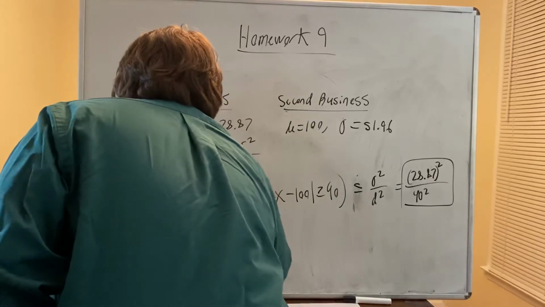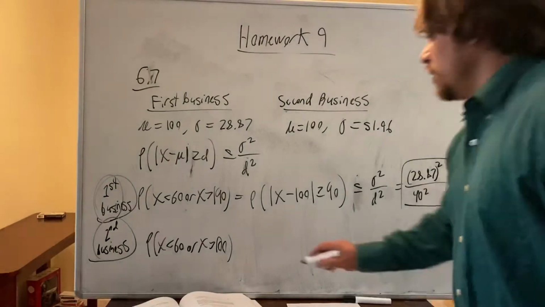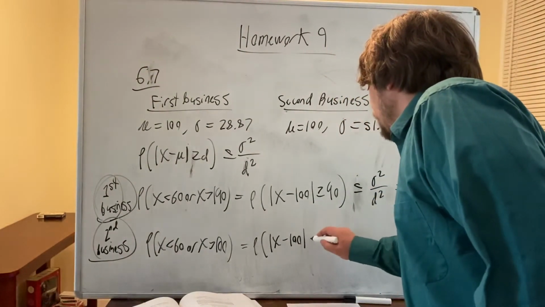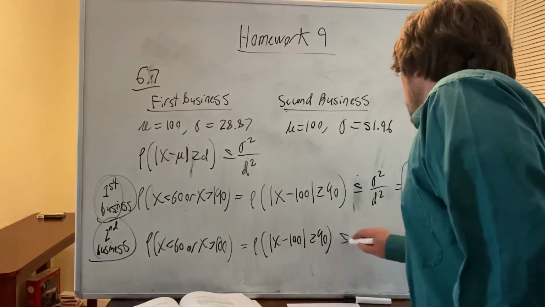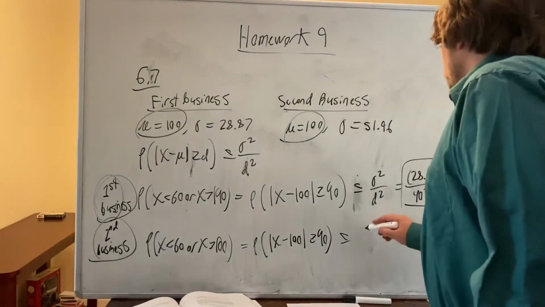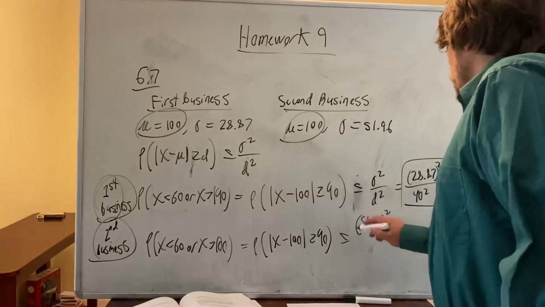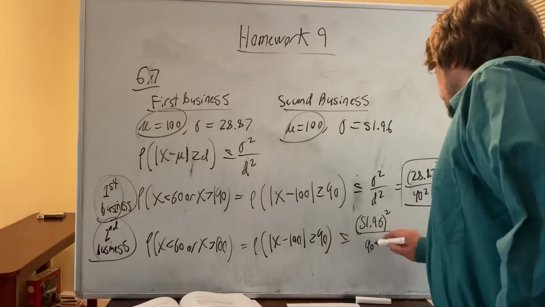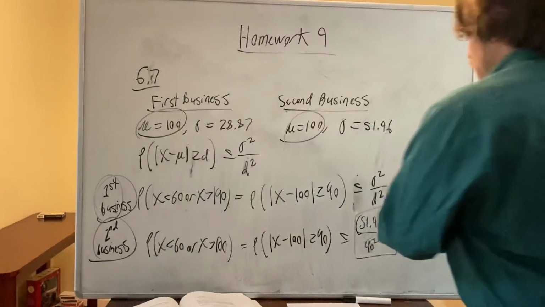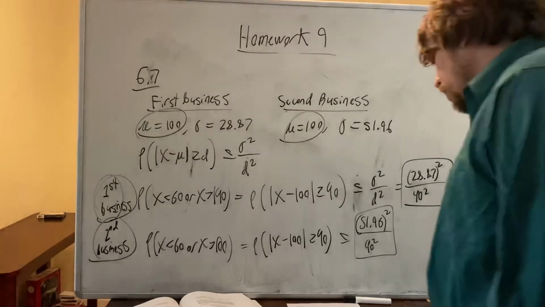the probability that x is less than 60 or x is greater than 100 is equal to the probability that the absolute value of x minus 100 is greater or equal to 40. And that's less than or equal to, the mu is still 100, which is the same as the first business, but now sigma is different. Now it's less than or equal to 51.96 squared, sigma squared, divided by d squared, which is still 40, divided by 40 squared. And you get that as the estimate. The probability is about 51.96 squared divided by 40 squared. And you put it in the calculator and you get the number.